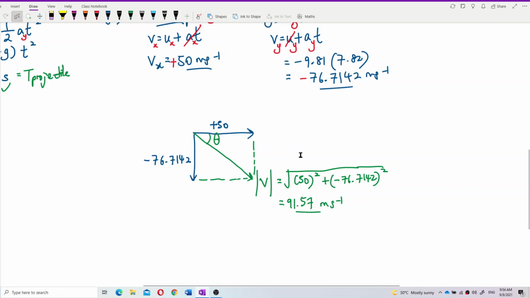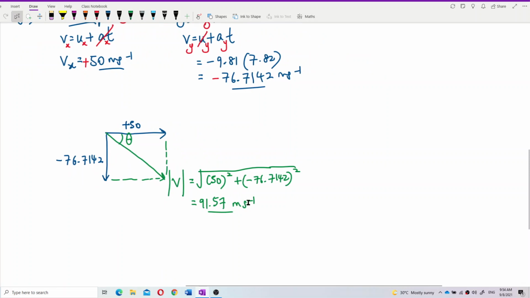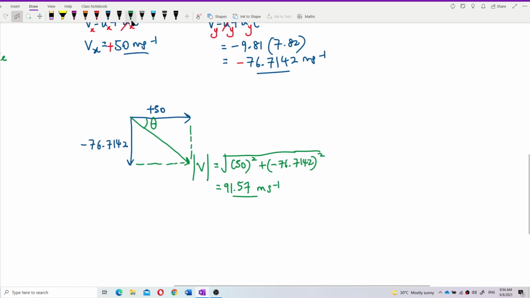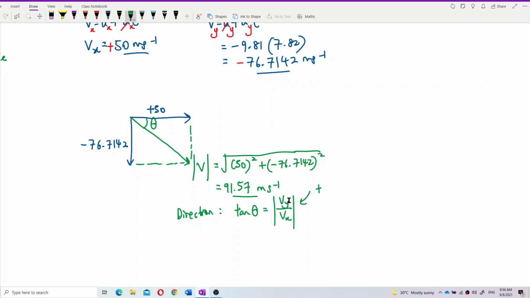And then let's find the direction. This is the magnitude. Remember, a velocity is a vector, you must give direction also. For direction, we use tangent theta. Tangent theta is the y component divided by the x component. Remember, we take the modulus to make it a positive value. The Vy is negative, we need to make it positive by modulus. So now let's calculate.